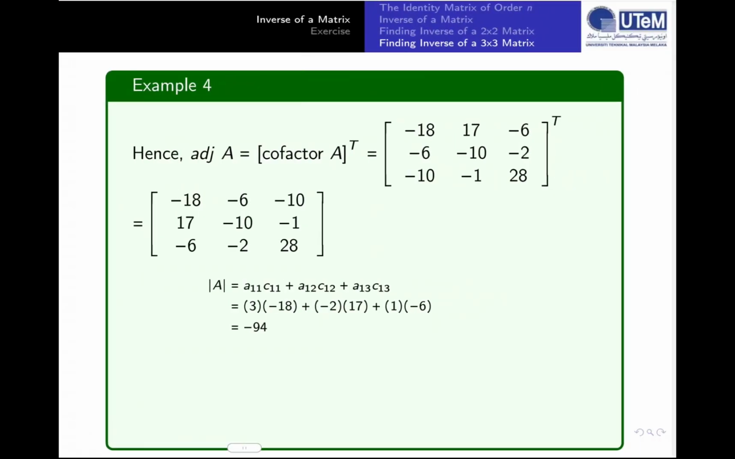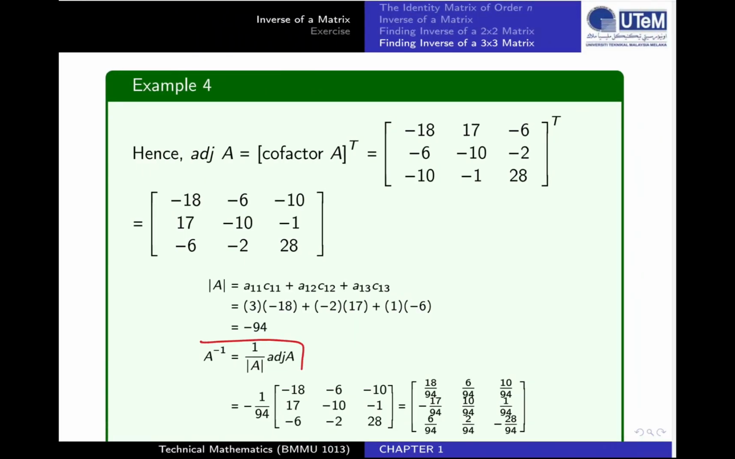So now, the determinant we can find by using this row. And after calculating, we can get negative 94. After substituting in the formula, A inverse equals 1 divided by the determinant of matrix A times the adjoint of matrix A. Therefore, we can get this answer for the A inverse. So that is the answer for example 4.